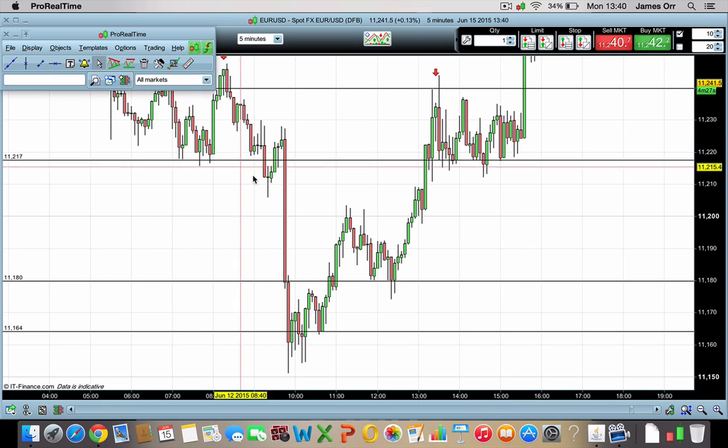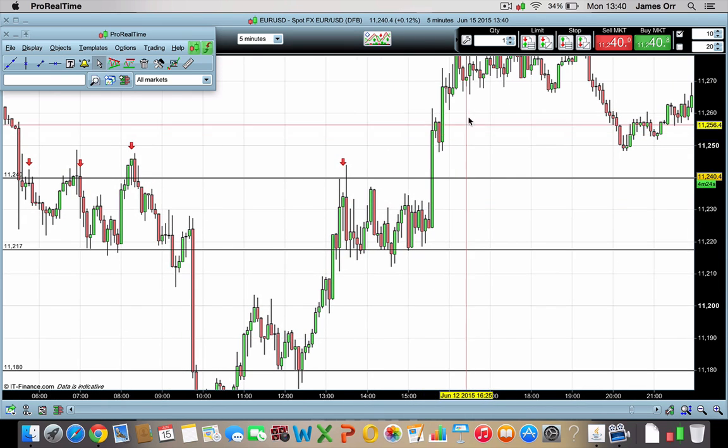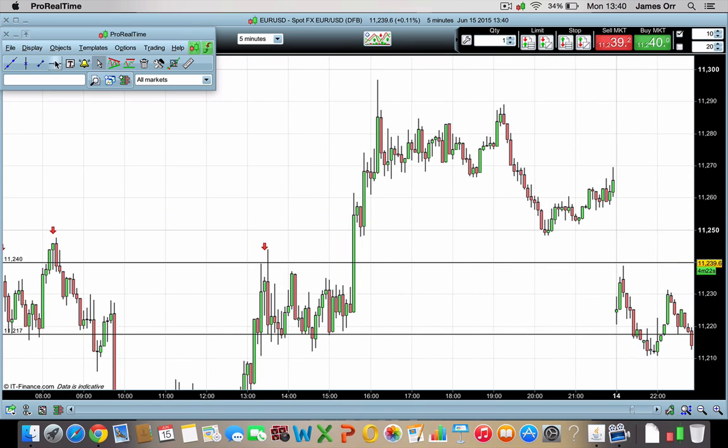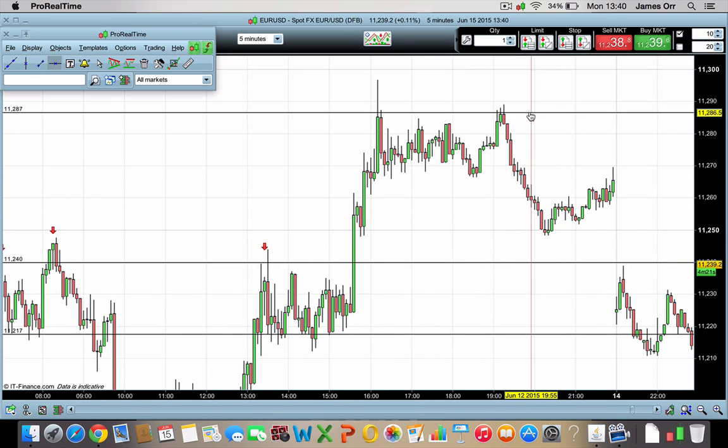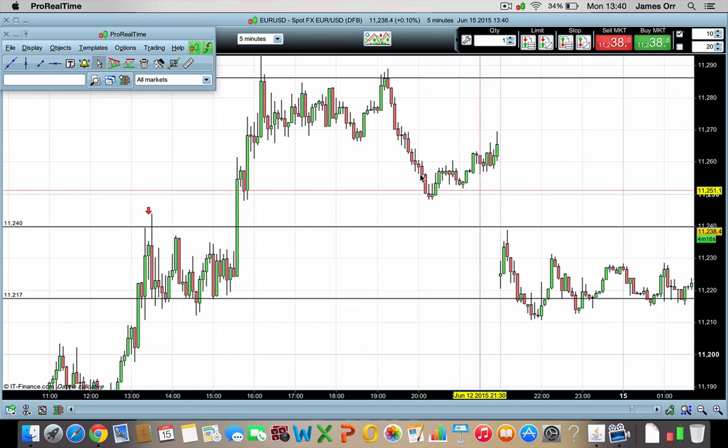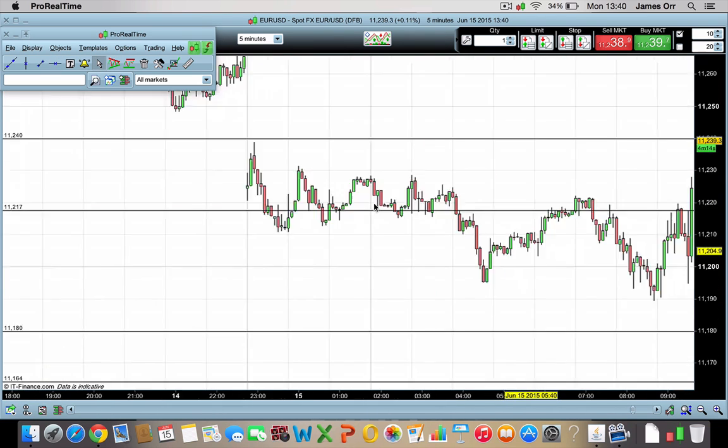Now, it might seem like I'm going quite fast putting these zones in. It's just because I've done it so many times before. If you watch the video on support and resistance, you'll learn how to do it, and before long you'll be able to fly through it and do it as quickly as I'm doing it.